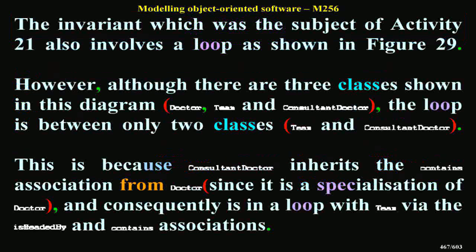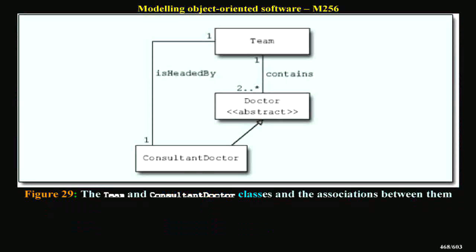However, although there are three classes shown in this diagram, the loop is between only two classes and. This is because inherits the association from since it is a specialization of and consequently is in a loop with via the and associations. Figure 29. The and classes and the associations between them.